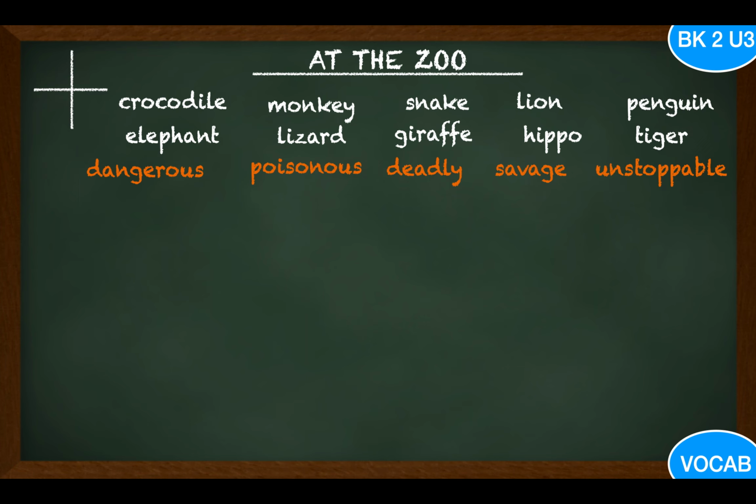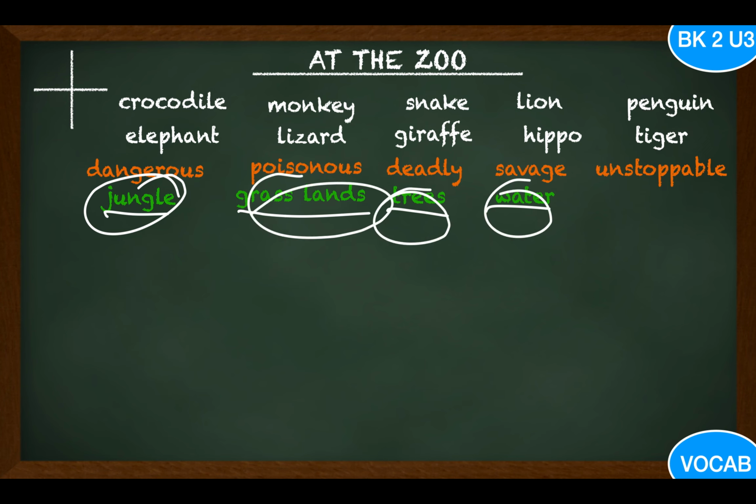All right, and here we go. We're going to move on to jungle, grasslands, and trees. Help your students understand where the jungle is, grasslands, trees, and water. These words are not particularly difficult. I believe our students should be able to understand this by now. If not, just give them a quick understanding and move on quickly.